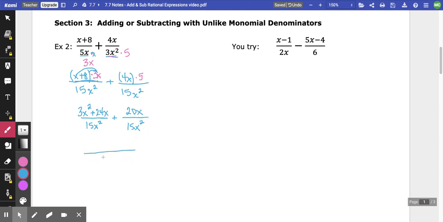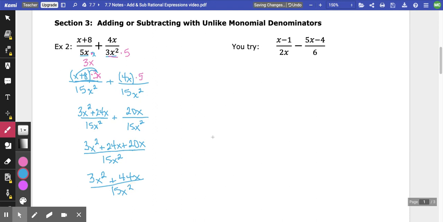And now I could put everything together there. So keeping the denominator the same, I'm just going to do what it says with the numerators. So 3x squared plus 24x plus 20x. And then combine like terms. So that would be 3x squared, 24x plus 20x would be 44x, over 15x squared.